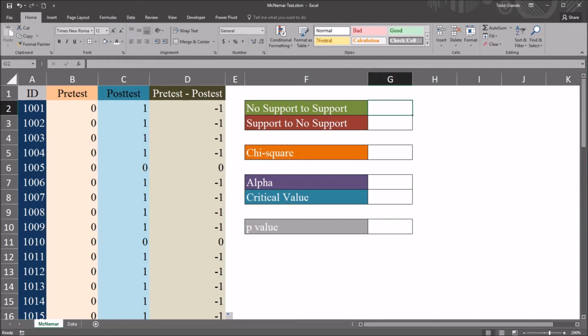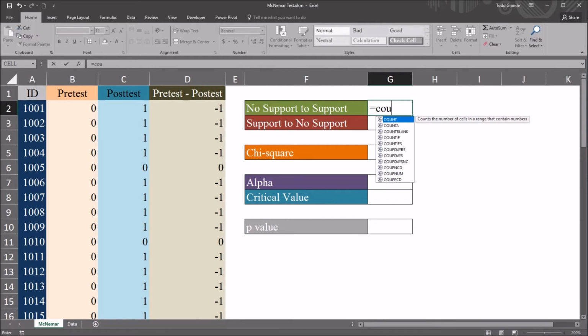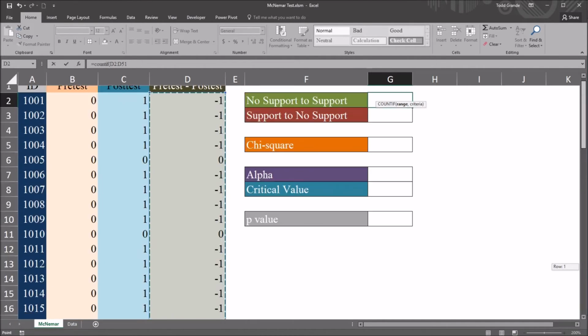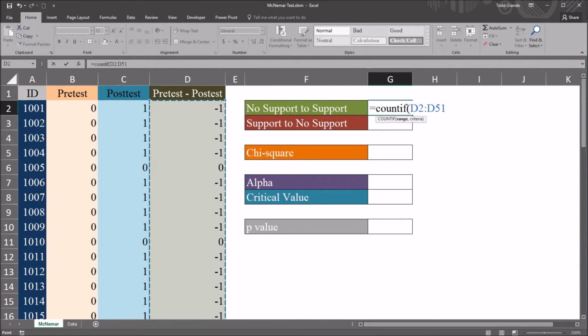So in column G2, we'll start with no support to support. This will be equal sign. I'm going to use COUNTIF. And the range here for COUNTIF will be D2 all the way through D51. And I'm going to use the same range in the cell below, so I'm going to hit F4 and make that an absolute reference. The criteria in this case, because we're looking at a counselor that did not support the theory and then moved to support the theory, this is a -1 we're looking for. So it's going to be quotation mark, equal sign, -1, quotation mark.